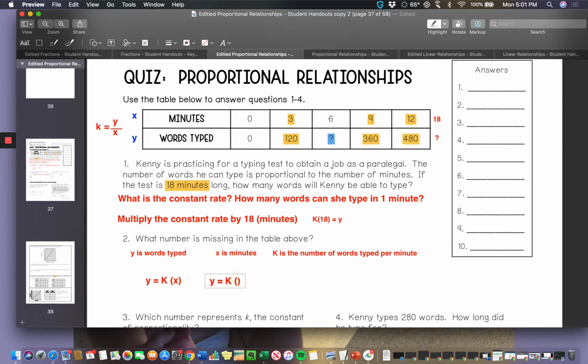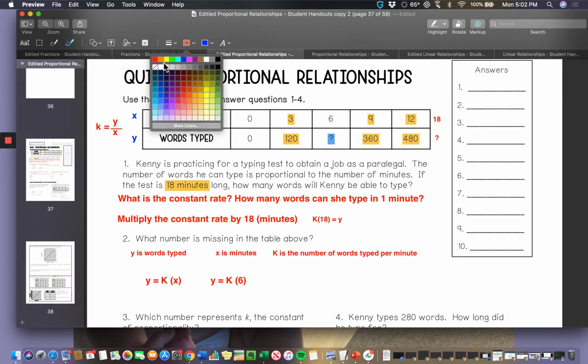You need to go ahead and figure out what the constant is. I'm not going to tell you what the constant is, because that's really the main part of figuring out proportional relationships. Your job here is to find K each time. Once you find K, the constant, it's very easy. All you have to do is multiply K by 18 for number 1 and by 6 for number 2. As long as you figure out what K is, you'll be able to do that no problem.